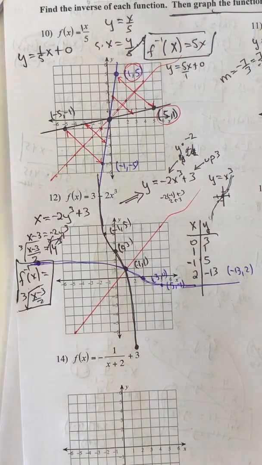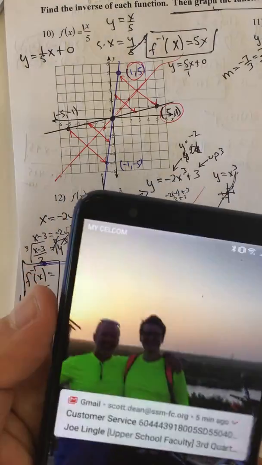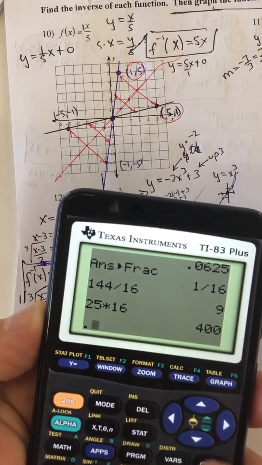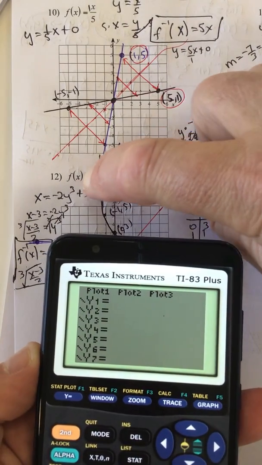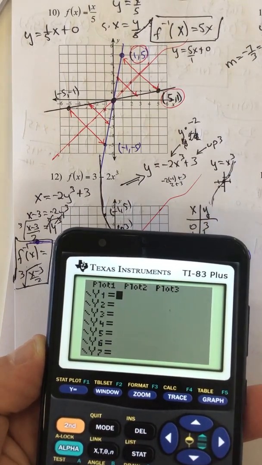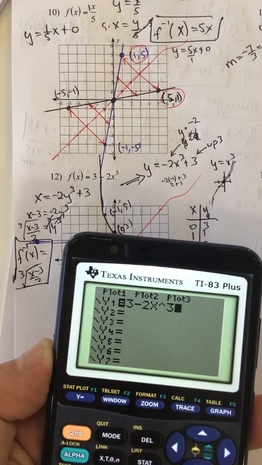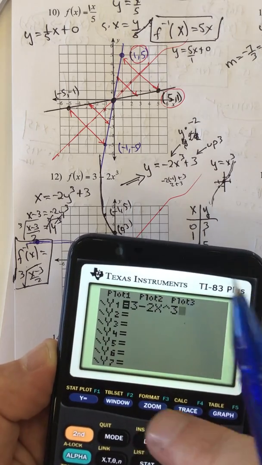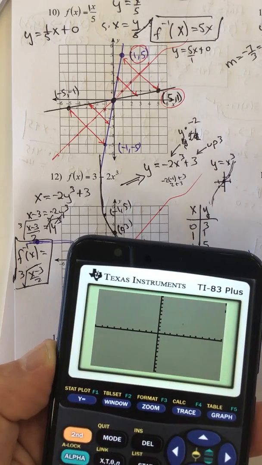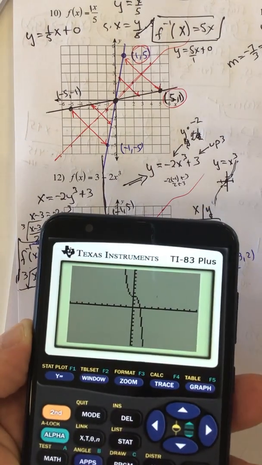Okay, I want to show another thing on our calculator that will help. Of course, you have your calculator here. So let's take a look at the y equals thing. I'm going to put in the original one, 3 minus 2x to the third. I'm going to put that one in y1. Okay, I'm going to graph that. There it is, looking just like what we drew.